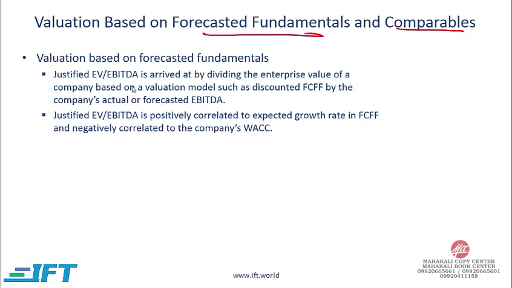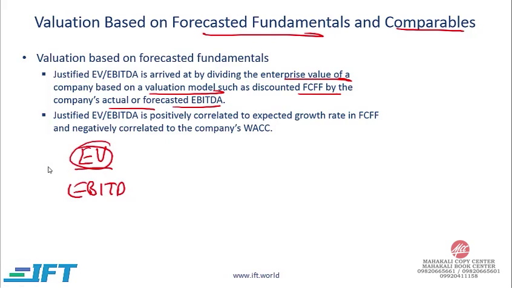Justified EV to EBITDA is arrived at by dividing the enterprise value of a company based on a valuation model such as FCFF by the company's actual or forecasted EBITDA. All this is saying is that to come up with the multiple EV to EBITDA, you have to come up with the enterprise value. And this is saying that you arrive at the enterprise value using a model such as the FCFF model. So take a very simple company that does not have any marketable securities, just for simplicity, or marketable securities are close to zero.